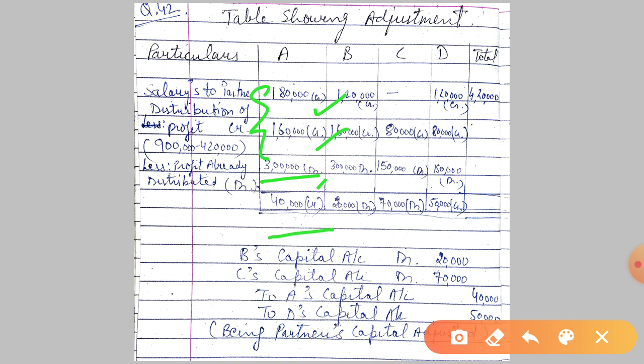Same way for B, we'll add: this is 2,80,000 credit and 3 lakh debit. So 20,000 will be debited. Same way C, nothing is there, then 80,000 credited and 1,50,000 debited. So the net balance will be 70,000 debit. And same way D, it is 2 lakh credit and 1,50,000 debit. So 50,000 will be credited.